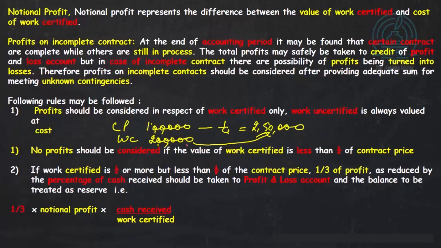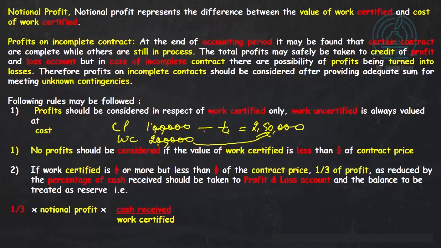In this case, we do calculate profits in the contract account, but we are not going to transfer any profits to profit and loss account, because we have not completed even 25% of the contract. So it is too early to transfer the profits of such a contract to the profit and loss account and pay taxes on that. It is too early to predict the profits, so we should not transfer any profits in this case to profit and loss account.